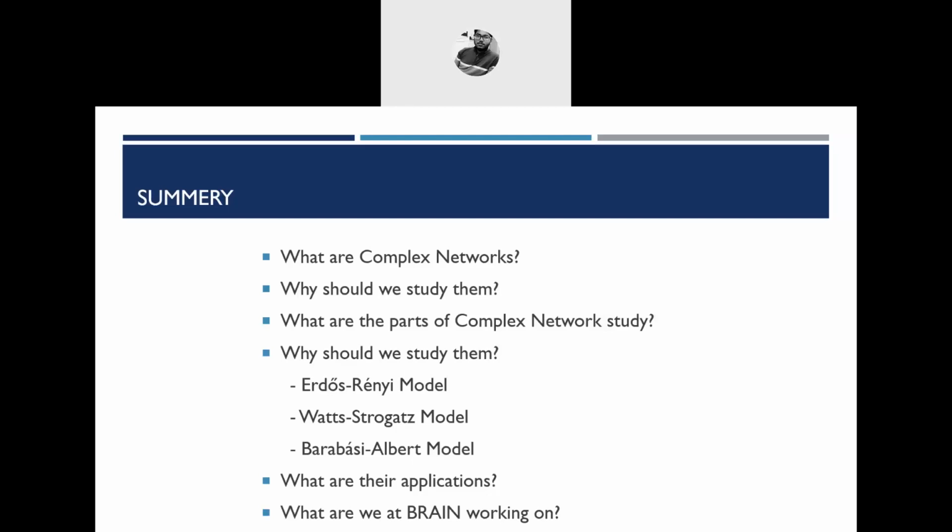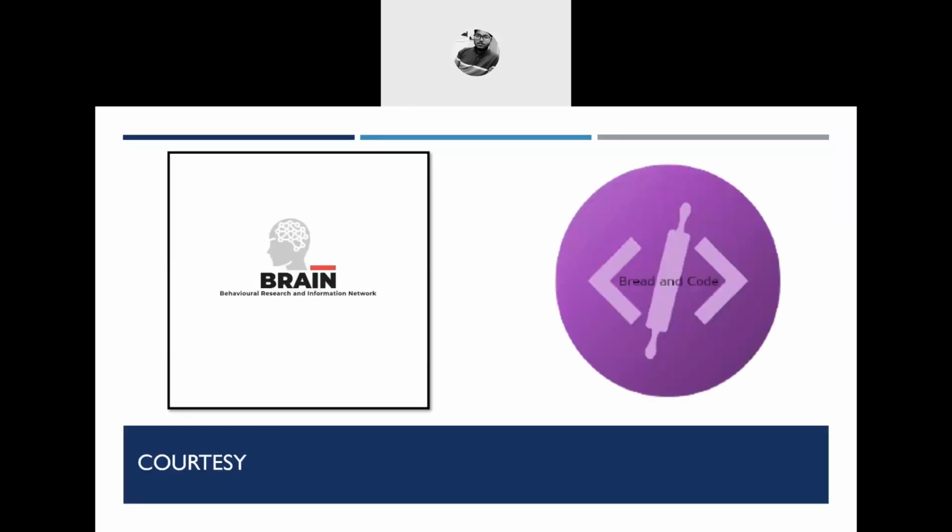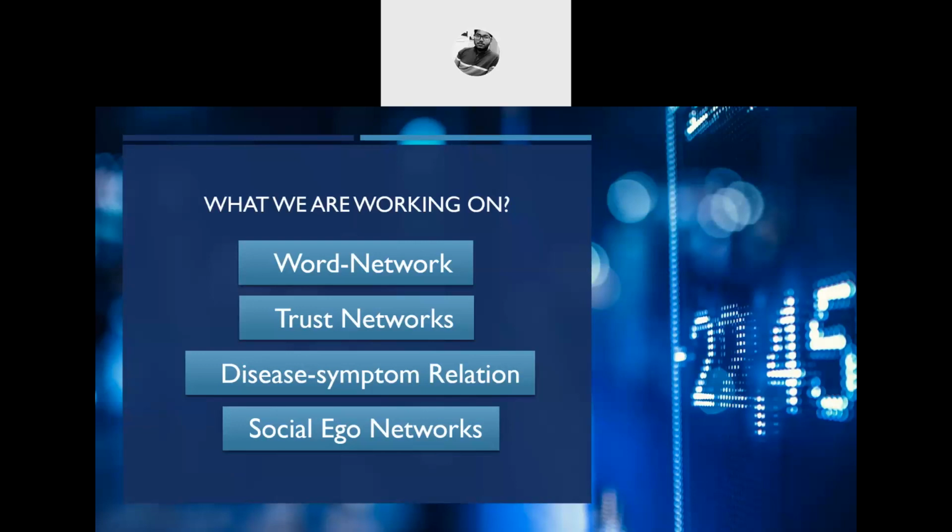Now we are going to say what we are working on at Brain in terms of complex networks. I would again like to thank Brain and Bread and Code for this session. What we are working on are word networks, how different words are related semantically and syntactically.